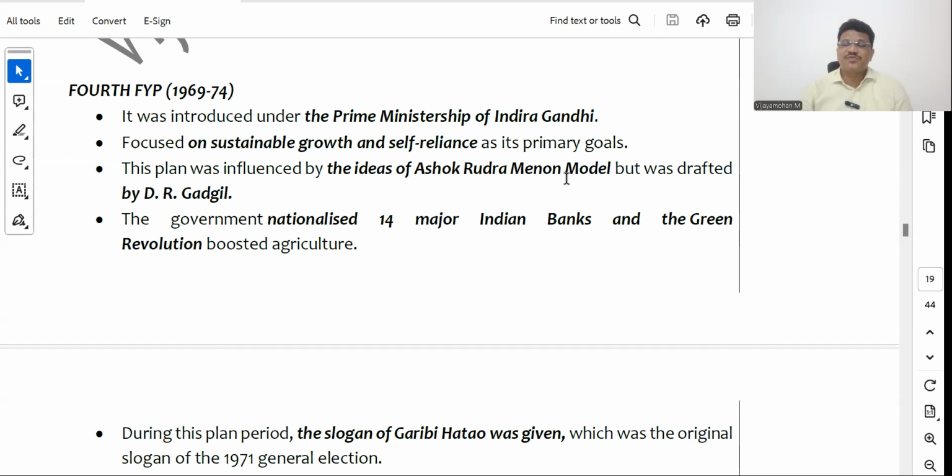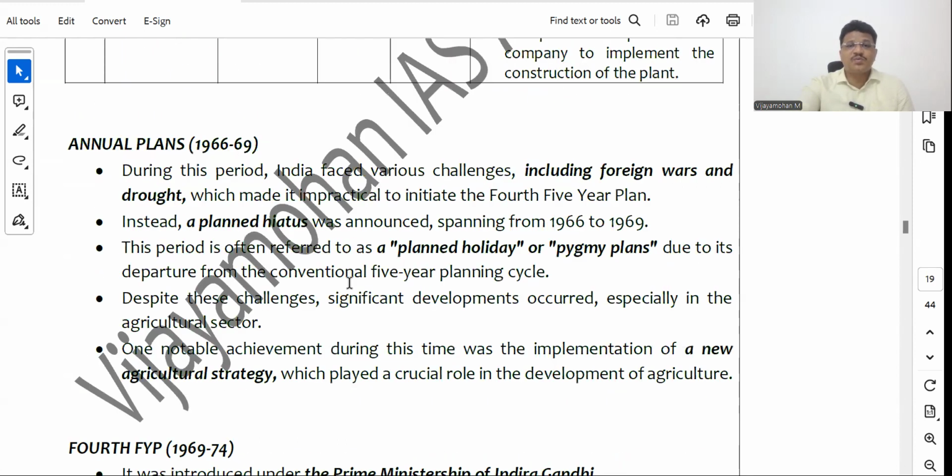In our previous classes, we had a discussion about the different types of plans, the definitions related to plan and other issues, and we also discussed the Planning Commission and its functions, and the objectives of the different 5-year plans up to the third 5-year plan, right? After the third 5-year plan, we also discussed the annual plans from 1966 to 1969.